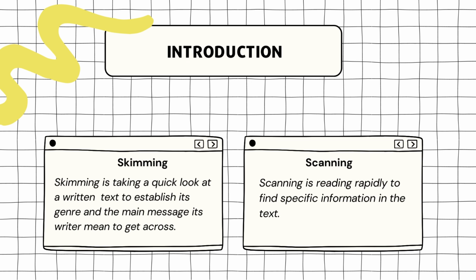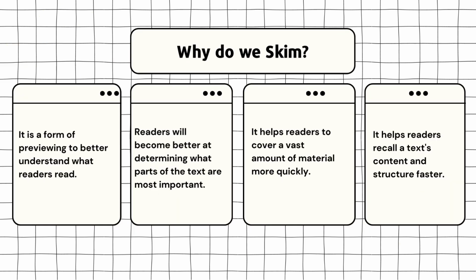Scanning is used in research to find particular facts, to study fact-heavy topics, and to answer questions requiring factual support. Skimming is a form of previewing for better understanding of what readers read. Readers will become better at determining what parts of the text are most important. It helps readers to cover a vast amount of material more quickly. It helps readers recall a text's content and structure faster.